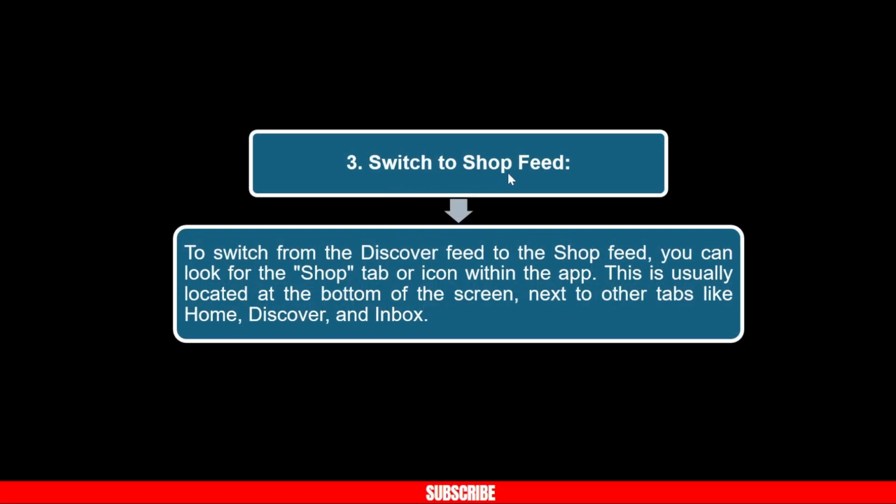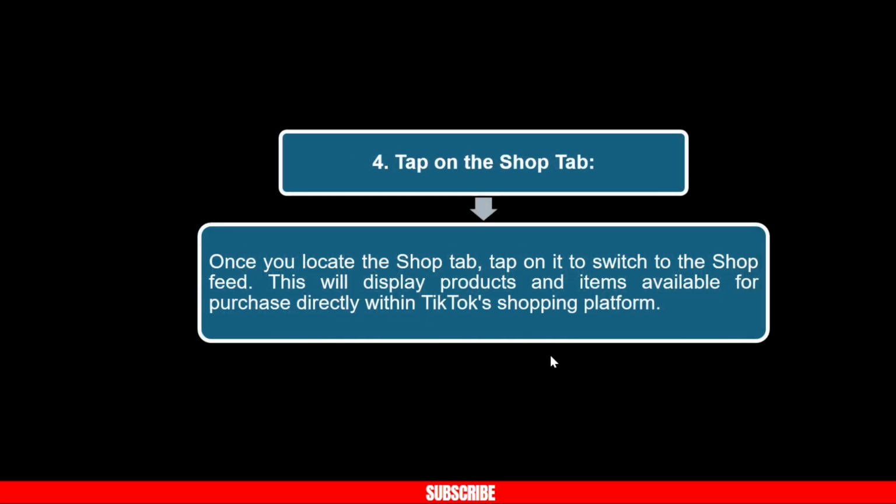Next step is to switch to Shop feed. To switch from Discover feed to the Shop feed, you can look for the Shop tab or icon within the app. This is usually located at the bottom of the screen, next to the other tabs like Home, Discover, and Inbox. Next step is to tap on the Shop tab.